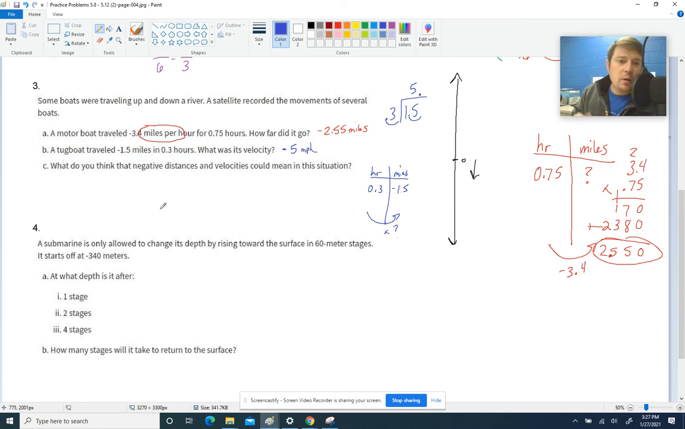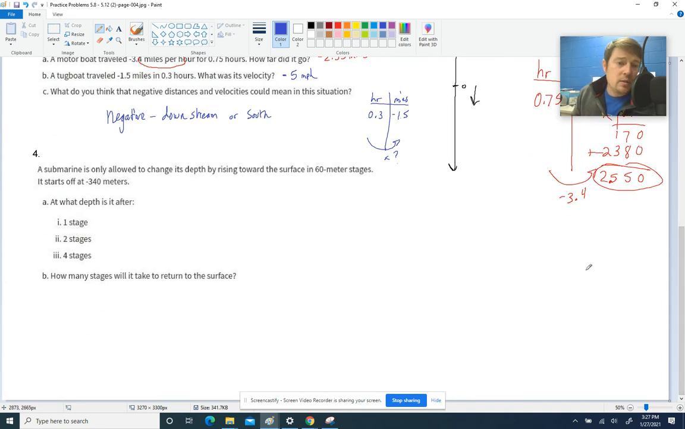Easy enough. What do you think negative distances and velocities could mean in this situation? I think negative just means that it's going maybe down the river, maybe downstream or south. So maybe negative is down either stream or south, possibly. It's just moving the opposite direction of the current, or maybe it's a north-south kind of thing. Could be lots of different things, but there's got to be a reference point for them. It might be a reference point around like a checkpoint or something.